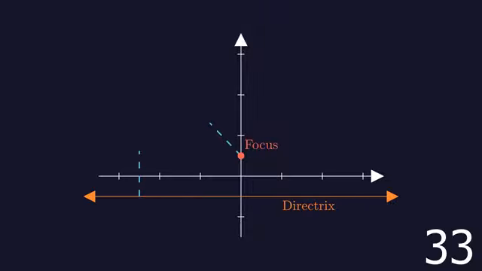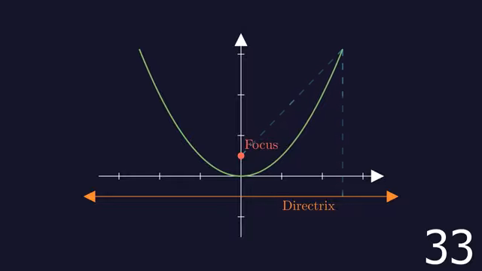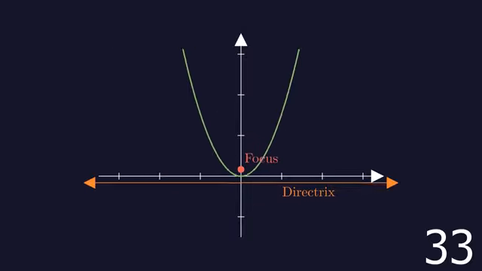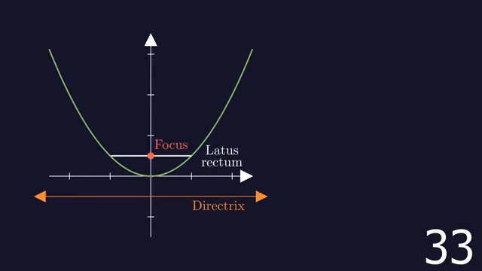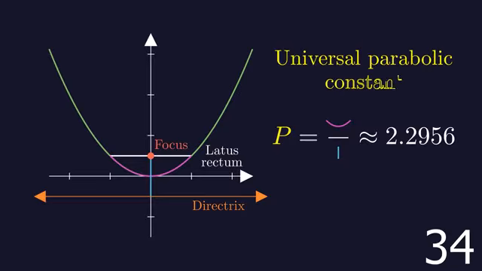A parabola can be defined using a point called the focus. We also need a line called the directrix. The parabola consists of every point that has the same distance to the focus and the directrix. The horizontal line passing through the focus is called the latus rectum. The ratio of this distance to this distance is approximately 2.29 and is the same for any parabola. This ratio is known as the universal parabolic constant.